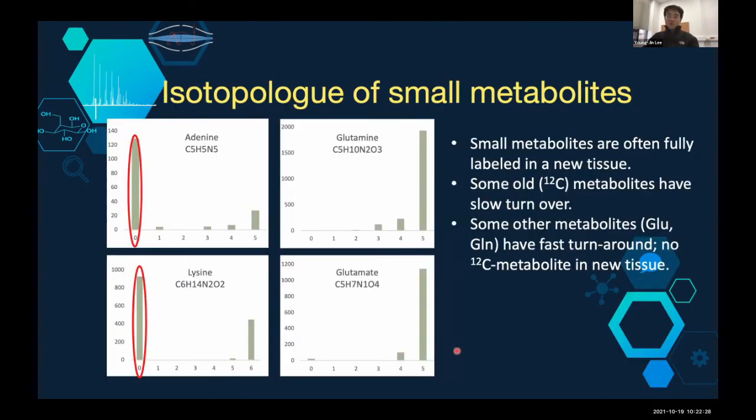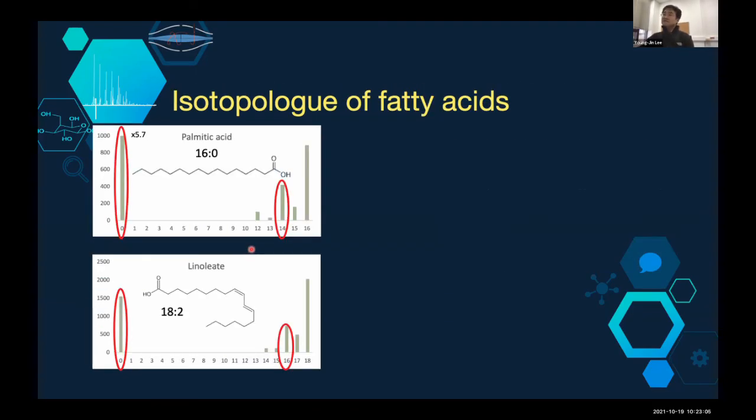If you look at the isotopic pattern, we can see something very interesting. For example, glutamine and glutamate have a very fast turnover time, so you don't have any 12 carbons. But some other metabolites like adenine or lysine do have a lot of 12 carbon metabolites. Because they have a slow turnover time, we can still see them after 3 days. And we can see this pattern and similar patterns in lipid.